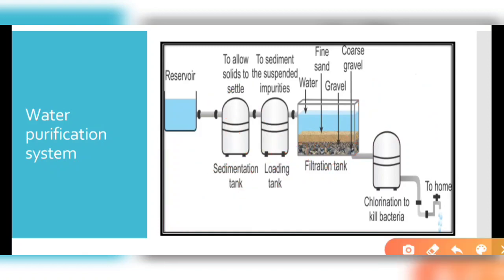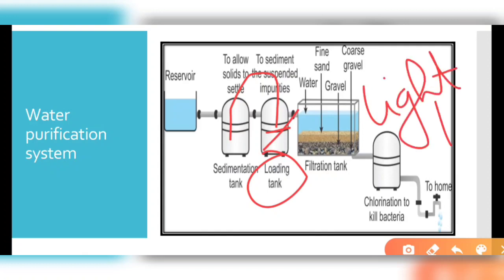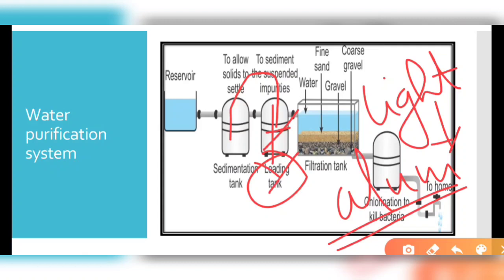After the sedimentation tank, after removing the heavy particles, some suspended impurities could remain in it. So then we'll load it into the next tank. We call it a loading tank. Here we make the light suspended particles heavy by adding alum, that is fitkari. It sticks to the light particles, makes them heavy, and they settle down again at the bottom.